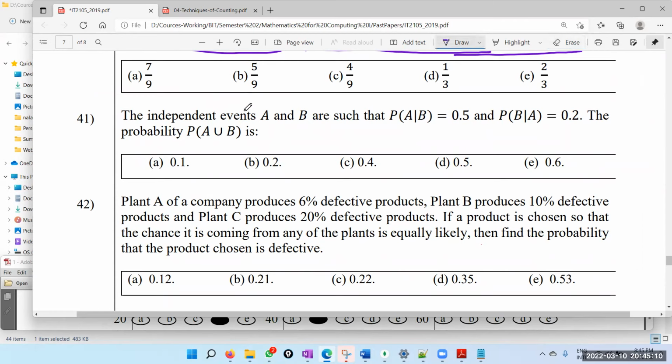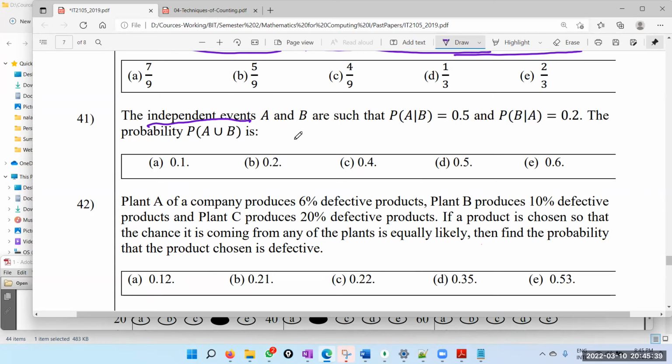The independent events A and B are such that P(A given B) is 0.5 and P(B given A) is 0.2. The probability of A union B is, right? Independent events. If independent, it doesn't matter. P(A given B), A happening when B has happened, is just P(A). That is what independent means.